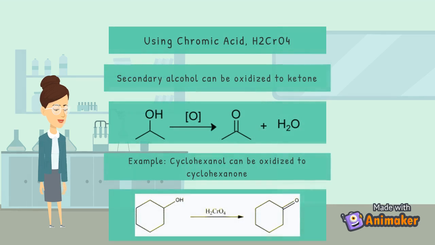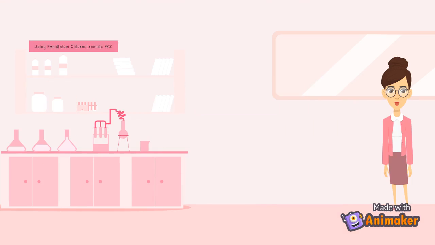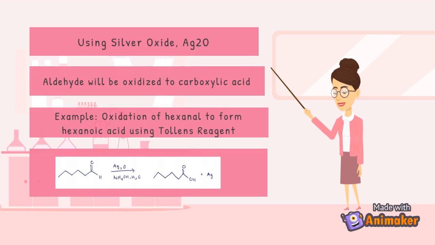Lastly, chromic acid can be used to oxidize secondary alcohol to ketone. For example, chromic acid can oxidize cyclohexanol to cyclohexanone. Oxidation reaction by using mild oxidizing agent. Pyridinium chlorochromate will oxidize primary alcohol to form aldehyde. For example, 1-butanol is oxidized by pyridinium chlorochromate forming butanal.